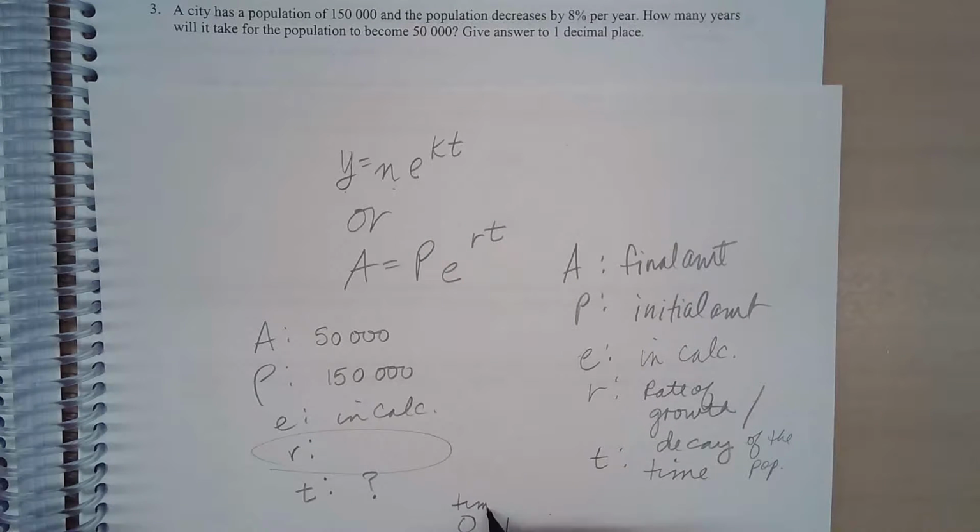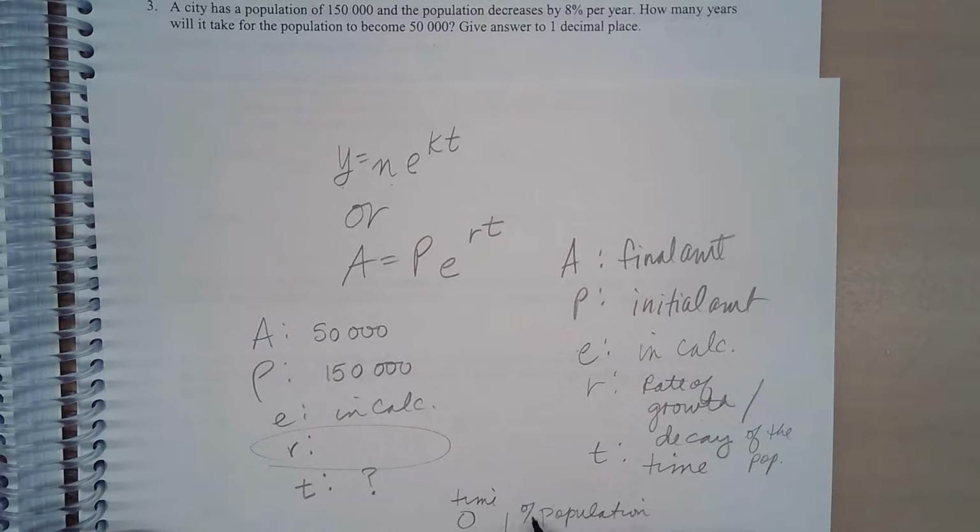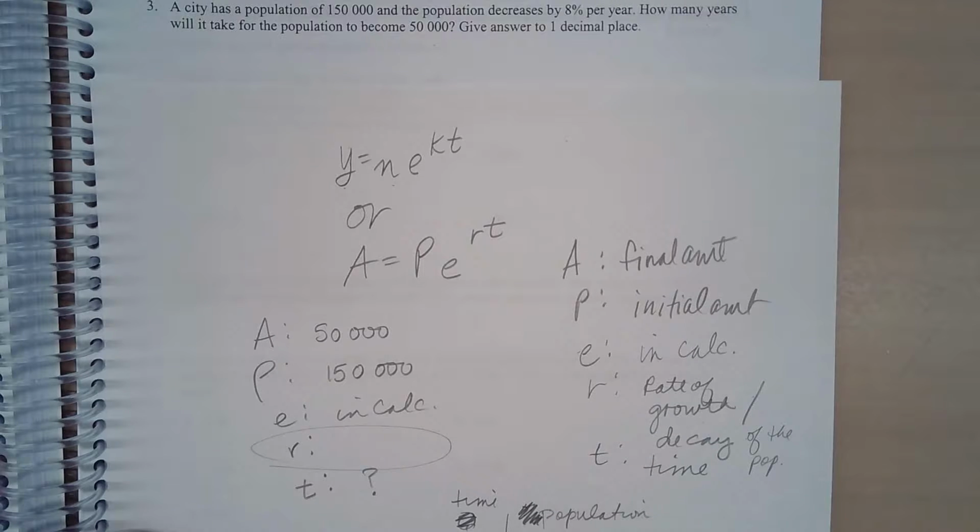So this is time, and this is population, we'll say. At time 0, our population was 150,000. Agreed? Okay, after 1 year, because it's talking about decrease by year, how many people will I have left in the population?